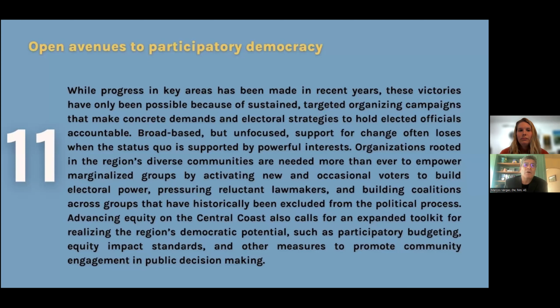Number 11, open avenues to participatory democracy. This is key. This principle and priority centers around the important need to have diverse voices at the table. Change happens when communities are engaged, including actively participating in the electoral process. Organizations rooted in the region's diverse communities are needed more than ever to empower marginalized groups by activating new and occasional voters to build electoral power, to make their voices heard with lawmakers, and to build coalitions across groups, including those groups that have historically been excluded from the political process.